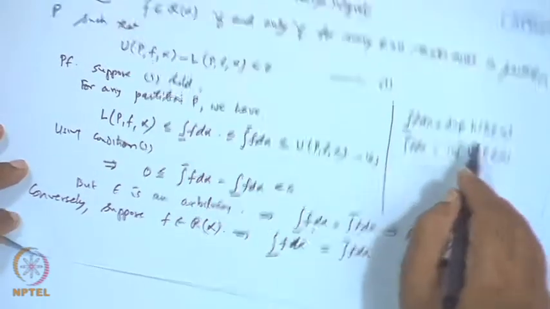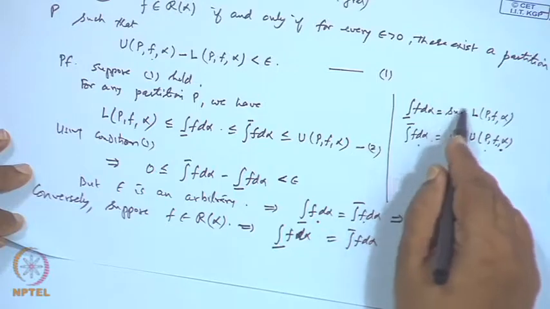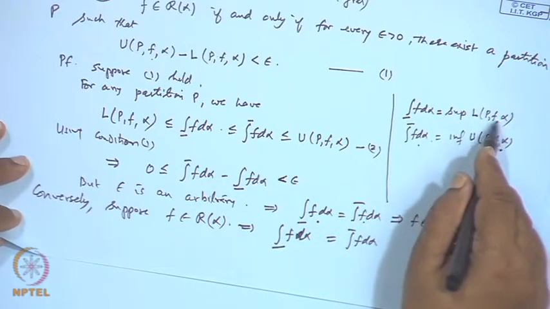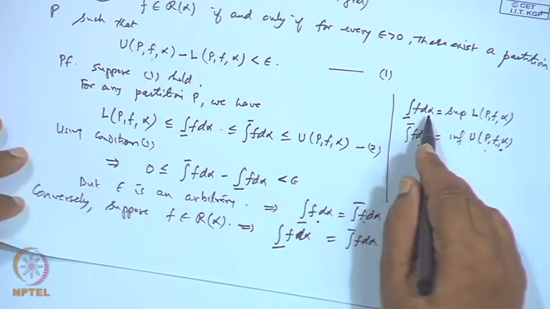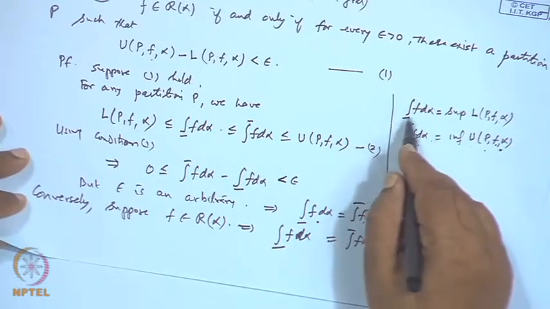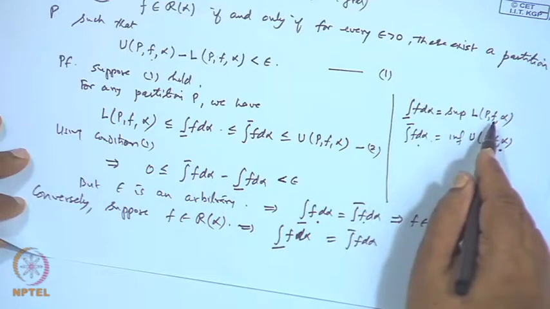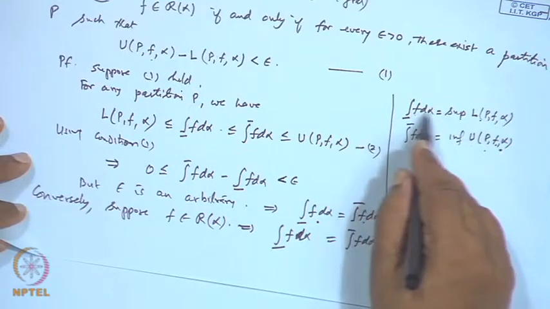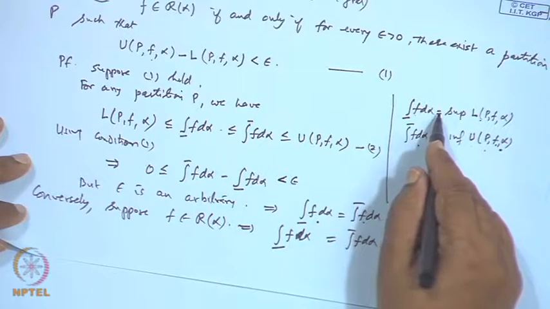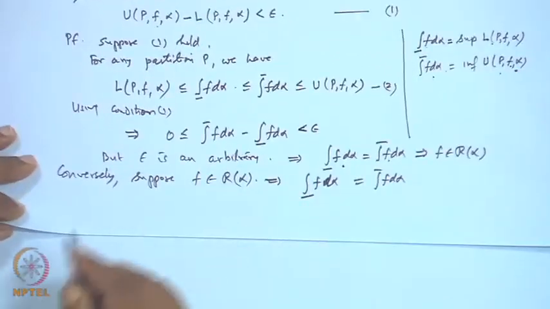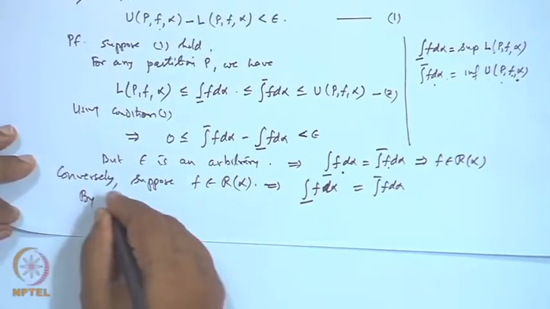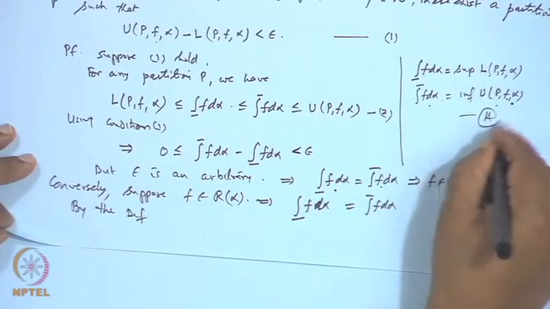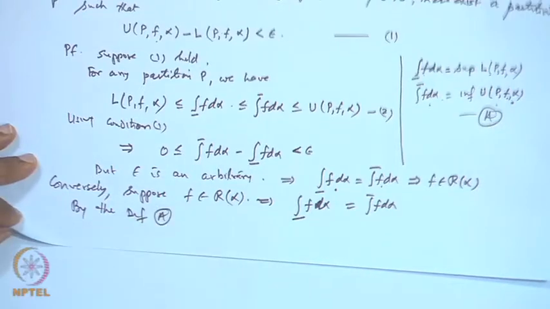Similarly, here if I remove this supremum, because this is the largest value, this is greater than or equal to this number. So, if I take a number slightly lower than this, then there exists a partition where this number is greater than this number minus some number epsilon by 2. So, there exists, by the definition, which I am calling definition A, okay.